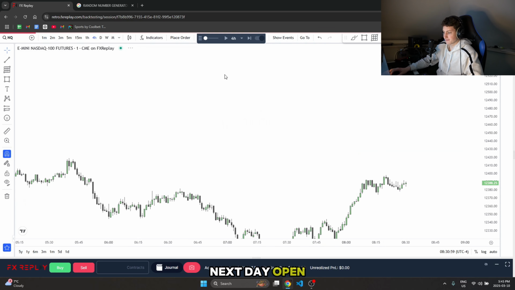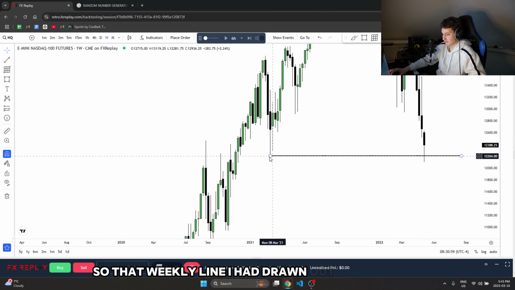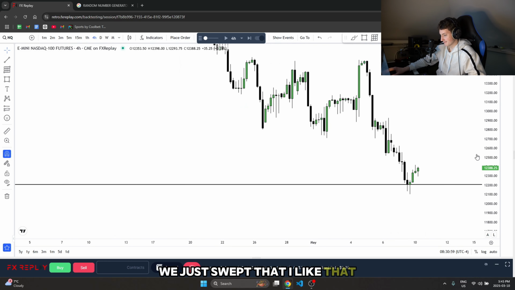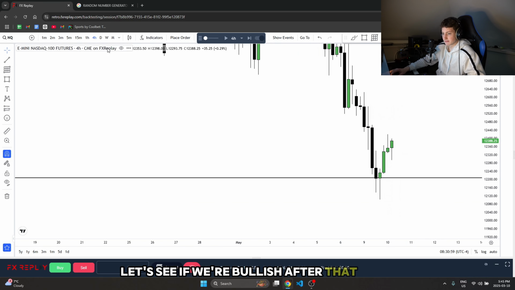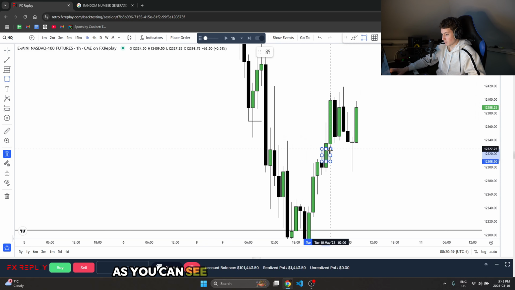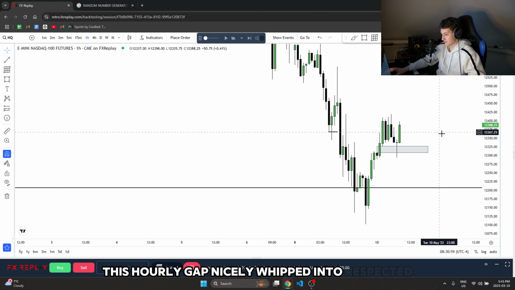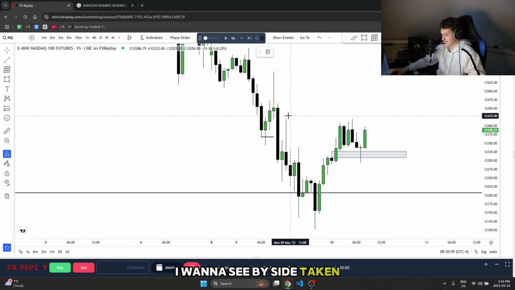Next day open. So that weekly line I had drawn out for sell side, we just swept that. I like that. Let's see if we're bullish after that. Okay, it's all about seeing how our bias plays out. As you can see, what's being respected, this hourly gap, nicely wicked into, respected. I want to see buy side taken.